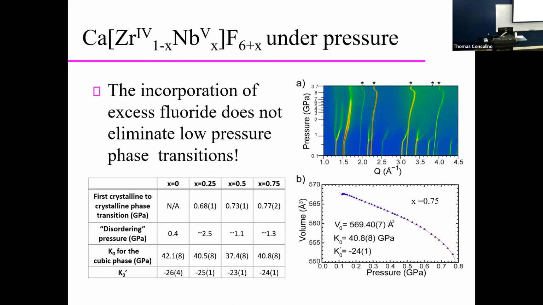What happens to your high pressure behavior? Well, you probably guessed, nothing much. You still have unwanted low pressure phase transitions. You see the splitting here, characteristic of a cubic to rhombohedral transition in the material. No matter how much excess fluorine you dial in, that occurs at about 7,000 atmospheres.